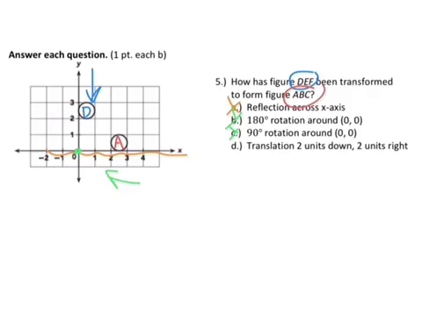So it must be a translation 2 units down. Let's see here. So it went 1, 2, 2 units down and 2 units to the right. 1, 2. So that would be letter D.